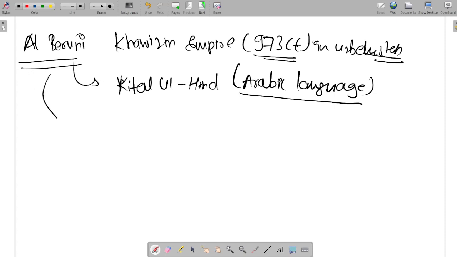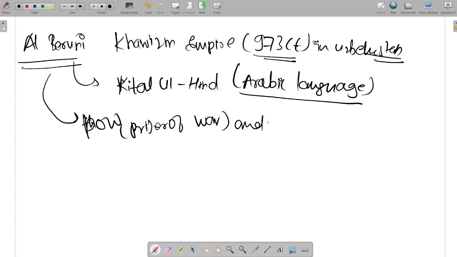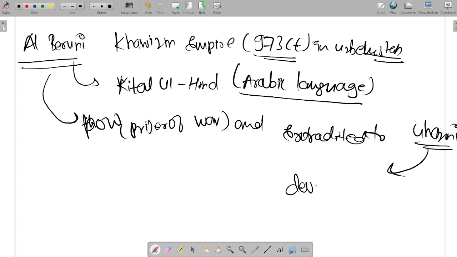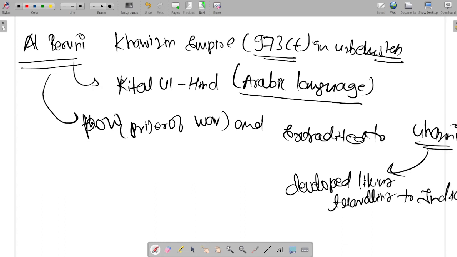The story of Al-Biruni is that he was taken as a POW, prisoner of war, and extradited to Ghazni, where he developed a liking for traveling to India and the Eastern world.